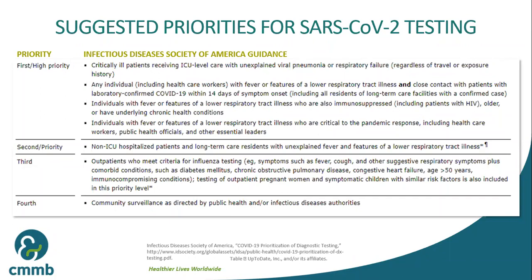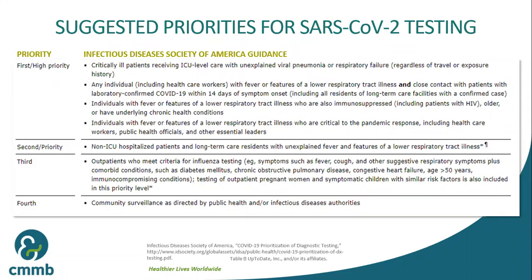The first one, the high priority one, is for critically ill children receiving ICU level care with unexplained viral pneumonia or respiratory failure, or children with fever or symptoms of respiratory tract infection with close contact with a patient with confirmed COVID-19 infection in the last 14 days. Children with fever or lower respiratory symptoms who are immunosuppressed or compromised, and also people at high risk of being critical to the pandemic response, like healthcare workers or public health officials.